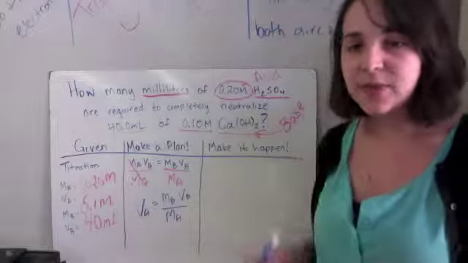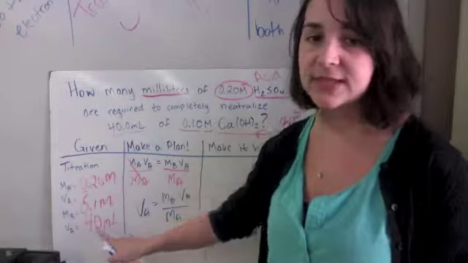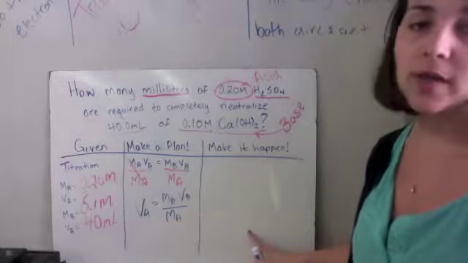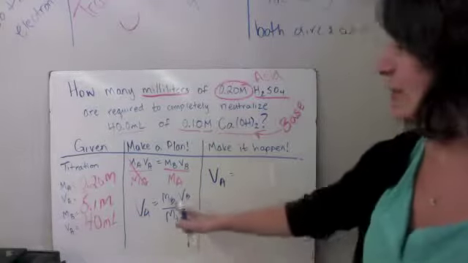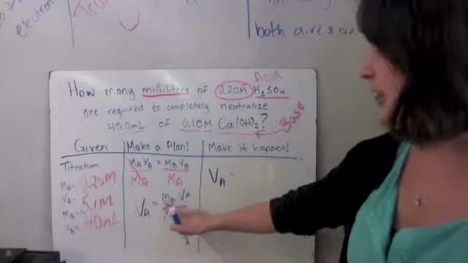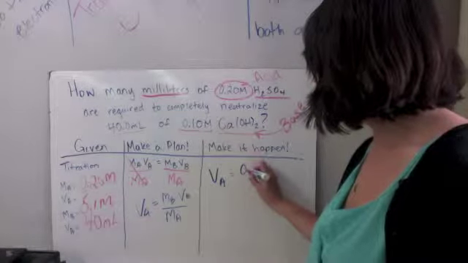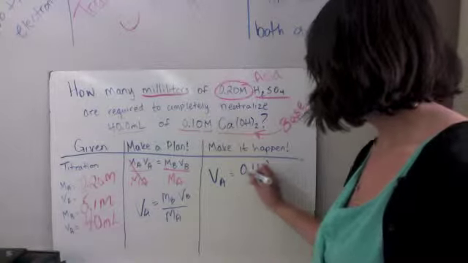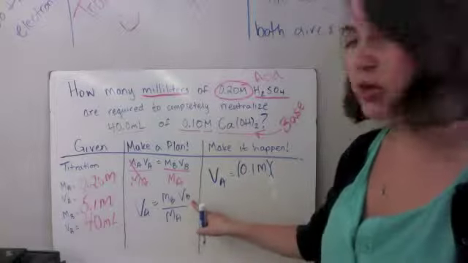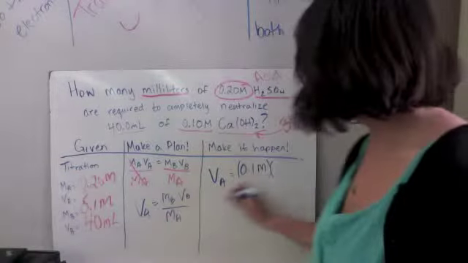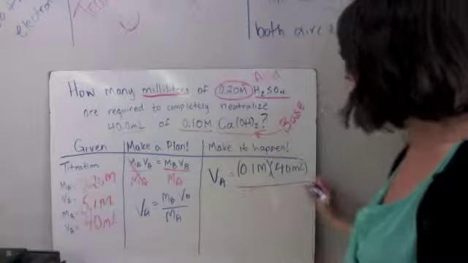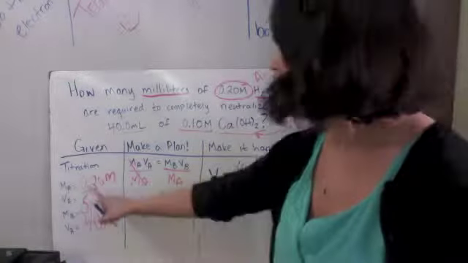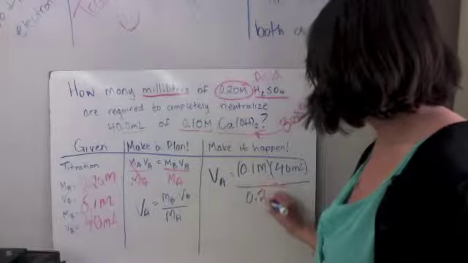Now my final step is simply plugging in my givens into my make it happen column. So I'm going to copy down my equation, except this time I'm going to fill in the numbers. So my molarity of B I found over here is 0.1 molar. The volume of B we found over here is 40 milliliters. And we're going to divide all of that by the molarity of A, which is 0.2 molar.